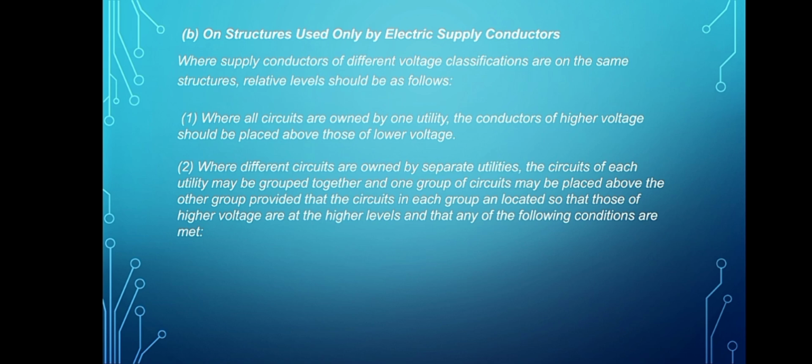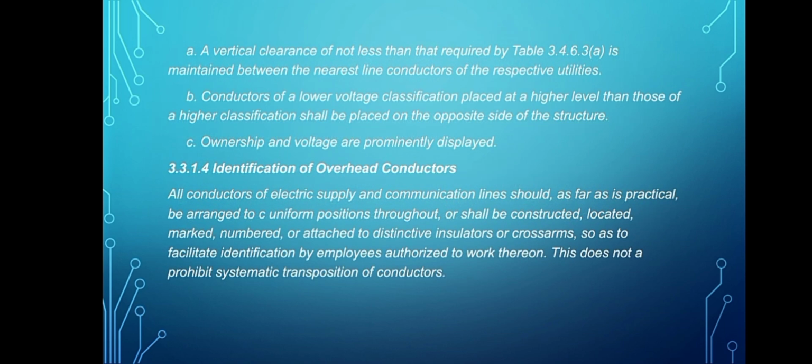Number 2. Where different circuits are owned by separate utilities, the circuits of each utility may be grouped together and one group of circuits may be placed above the other group, provided that the circuits in each group are located so that those of higher voltage are at the higher levels and that any of the following conditions are met. A. Vertical clearance of not less than that required by Table 3.4.6.3 is maintained between the nearest line conductors of the respective utilities. B. Conductors of a lower voltage classification placed at a higher level than those of a higher classification shall be placed on the opposite side of the structure. C. Ownership and voltage are prominently displayed.